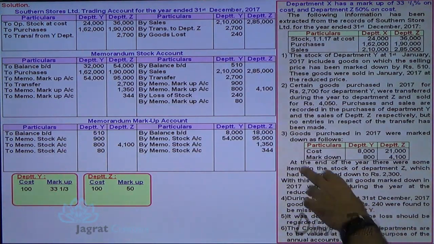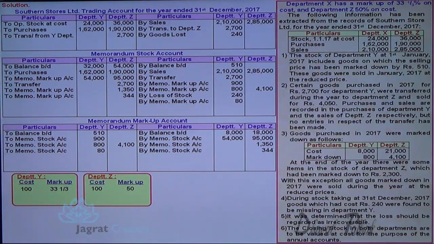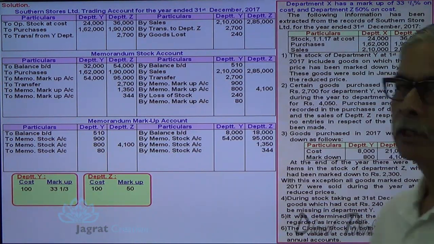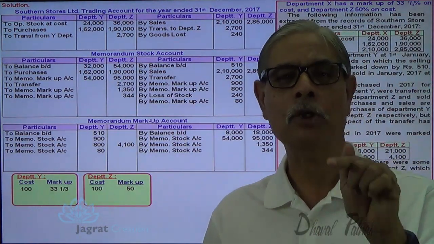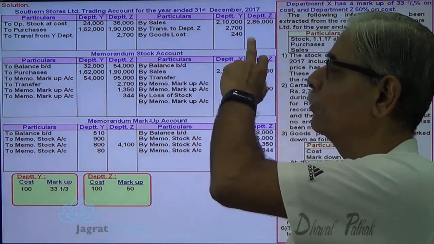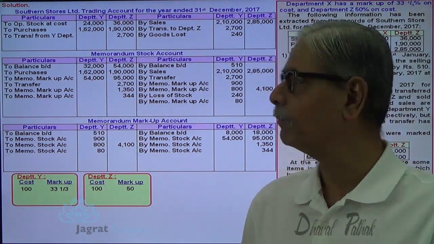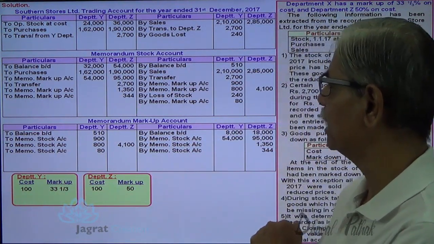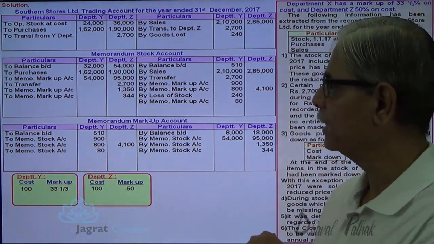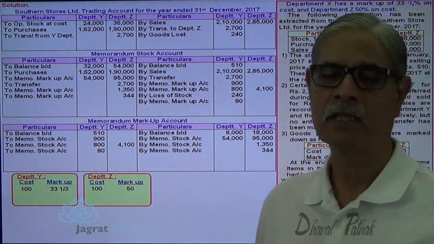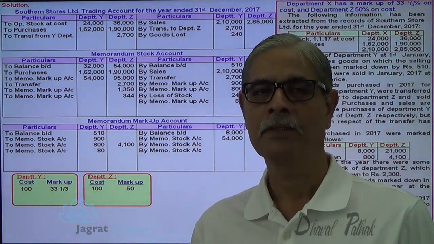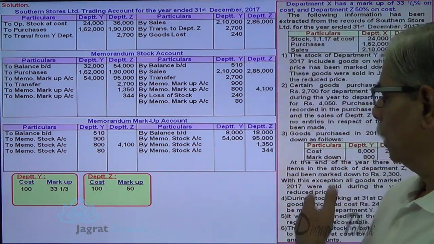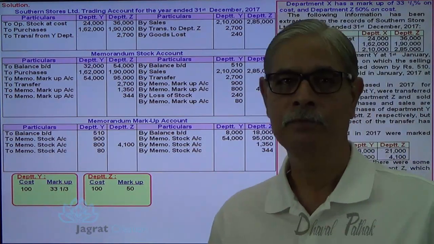Loss should be irrecoverable, so it is treated as normal loss. Now, closing stock of both the departments are to be valued at cost for the purpose of annual account. Closing stock is to be valued at cost in case of trading account, and at markup value in case of markup stock account, and that's why we have recorded a reverse entry for this 344. That's an important point.